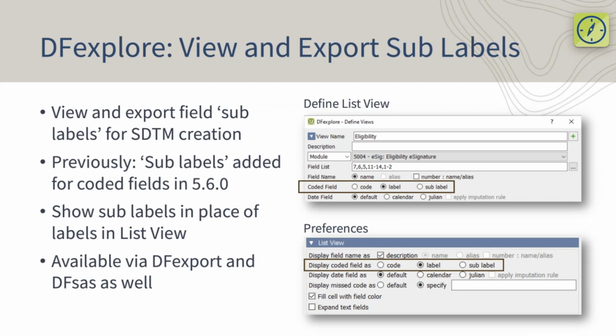So in 5.6.0, we added sublabels, which are great. And now you have the ability to view and export the sublabels for SDTM creation. You can show the sublabels in place of the labels in list view. As you can see on the side here, the diagrams, the first top one is list view and the bottom one is your preferences. And this is also available via DF export and DF SAS as well.